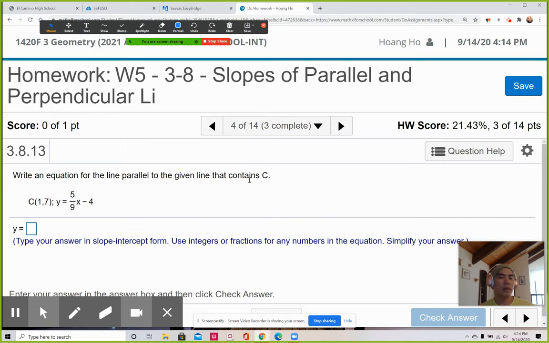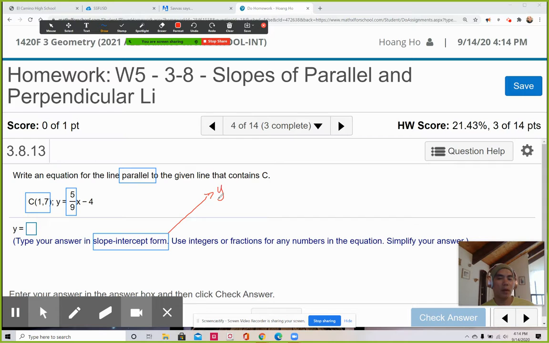Similarly, they ask you to write the equation for the line parallel. Okay, so the key word here is parallel to the given line that contains point C. So this is the point C. The given line, you can see the slope is 5/9. So you type your answer in slope-intercept form. So make sure you give them that form.